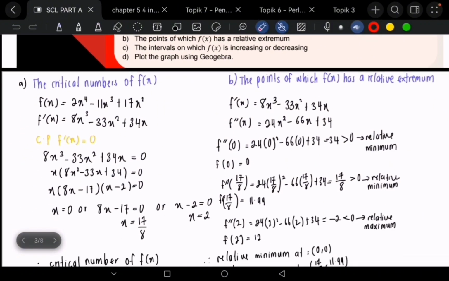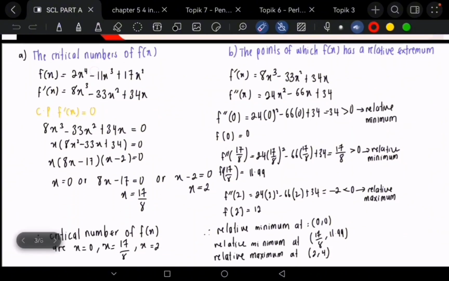Find the first derivative using the power rule. Move the power to the front, times 2, and then get 8x^(4-1), which is 8x^3, minus 30x^2, plus 34 times x.